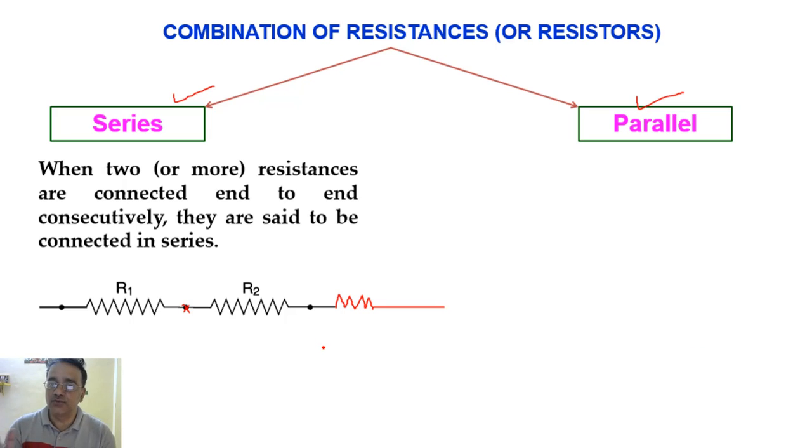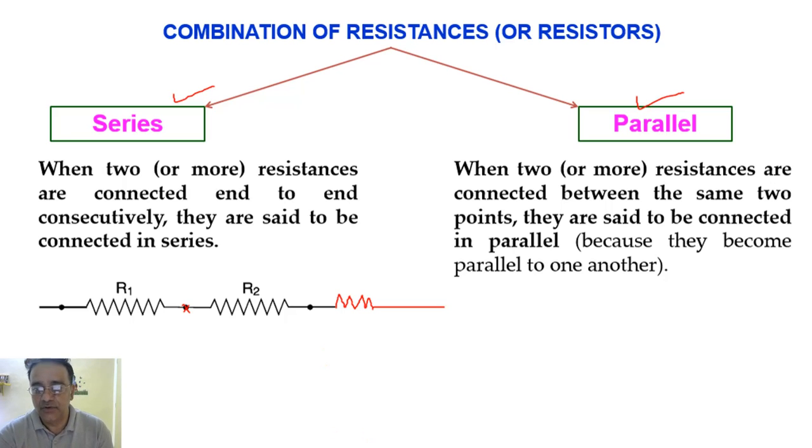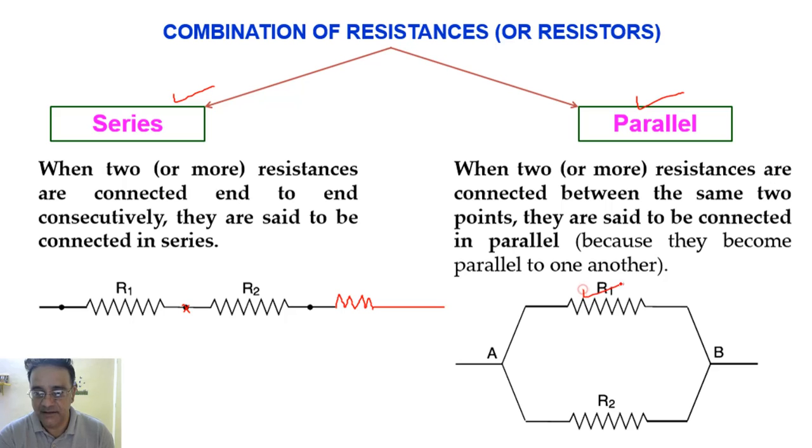Now if two or more resistances are connected between the same points, that arrangement is called a parallel arrangement. That connection is called parallel connection because they become parallel to one another. See, these two resistances are looking parallel to each other. If I connect one more resistance like that, this is also parallel with these two resistances. Now we are going to derive the formula for equivalent resistance of both series and parallel. So let us have a look.